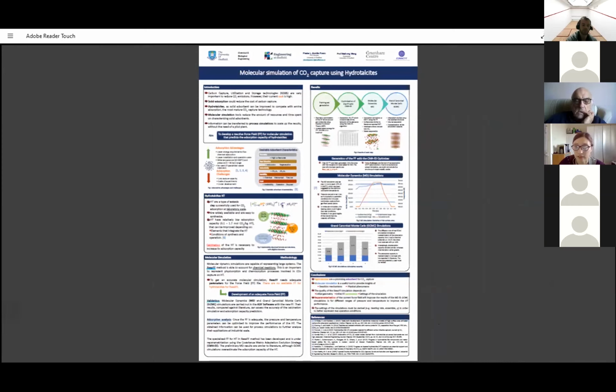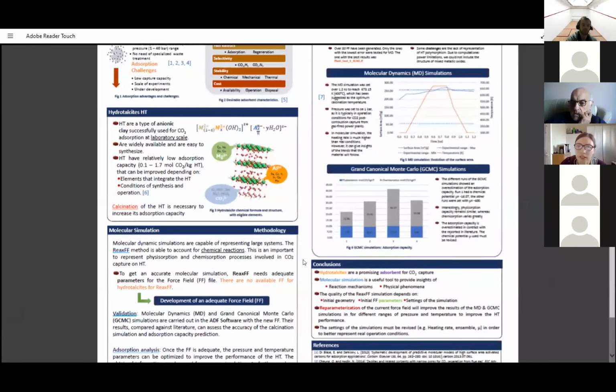I was wondering, Phoebe, you mentioned the low capacity of the hydrotalcite. Under what conditions are those values obtained? Conditions of concentration and temperature, and how did you get that? Okay, so water, all of that.